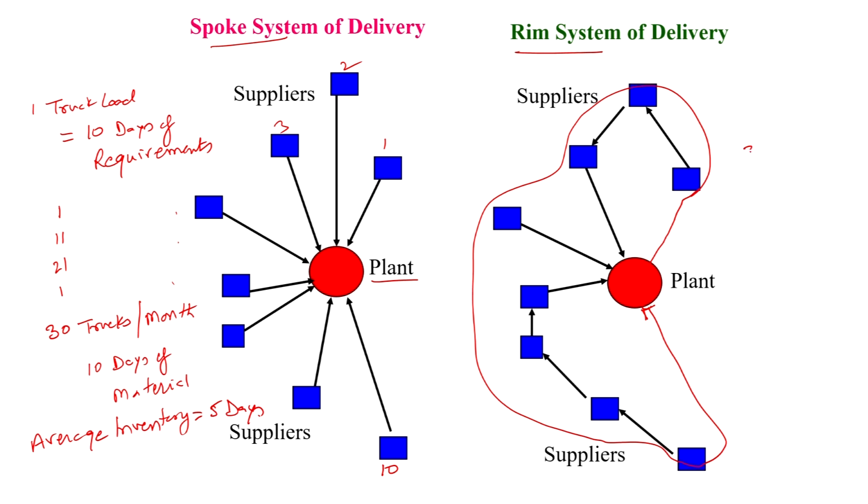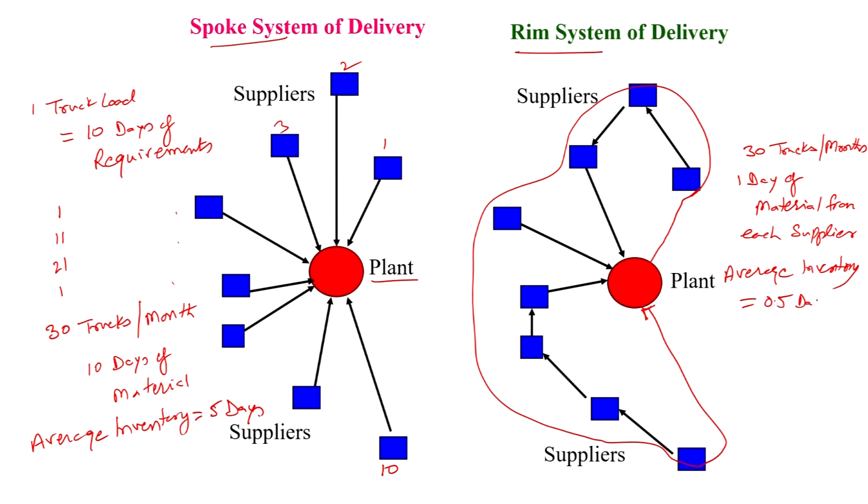So, how many trips in a month? 30 trips, 30 trucks per month. Every day one truck. So, on average every month we are consuming 30 trucks. How much material is this truck bringing? 1 day of material of each component from each supplier. So, average inventory is 0.5 days. So, with the same 30 trucks, I am able to reduce the inventory from 5 days to 0.5 days.